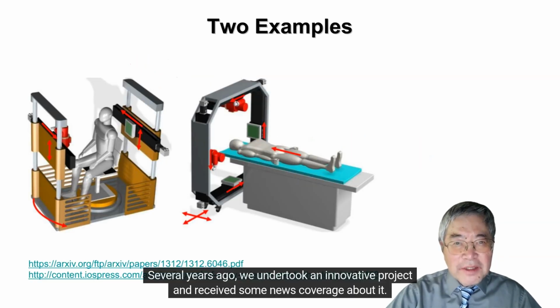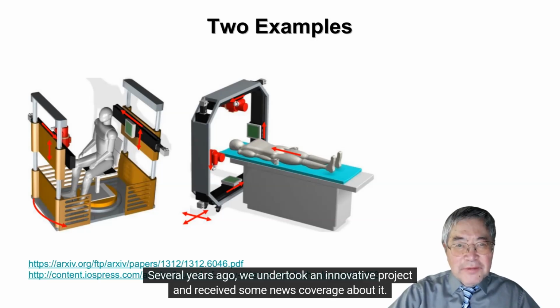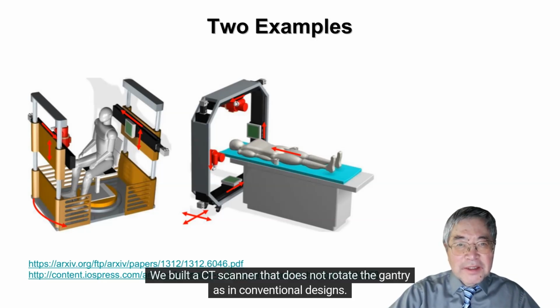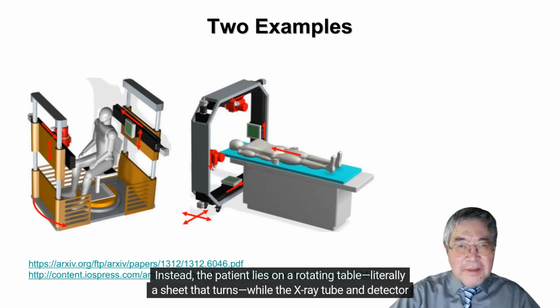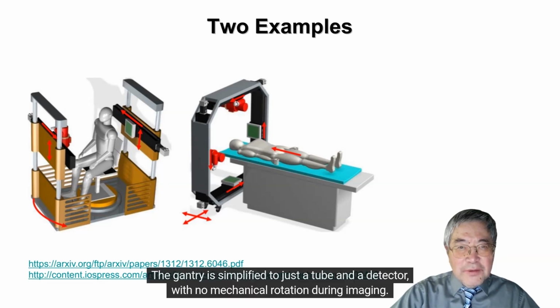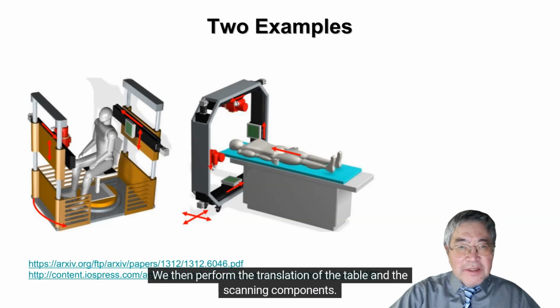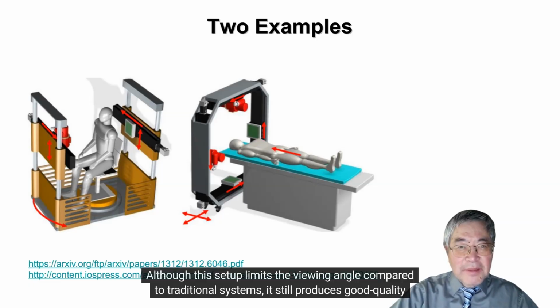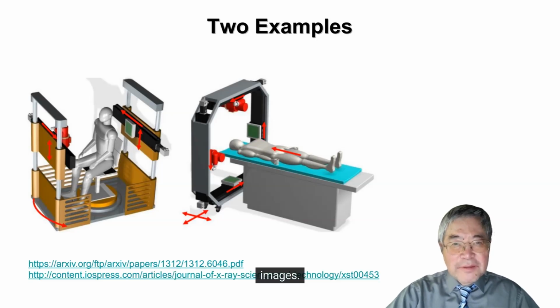Several years ago, we undertook an innovative project and received some news coverage about it. We built a CT scanner that does not rotate the gantry as in conventional designs. Instead, the patient lies on a rotating table, literally a sheet that turns while the X-ray tube and detector remain fixed in place. The gantry is simplified to just a tube and a detector with no mechanical rotation during imaging. We then perform the translation of the table and the scanning components. Although this setup limits the viewing angle compared to traditional systems, it still produces good quality images.